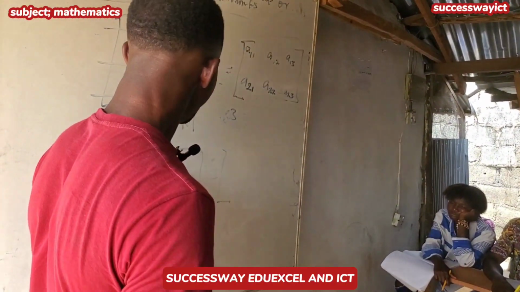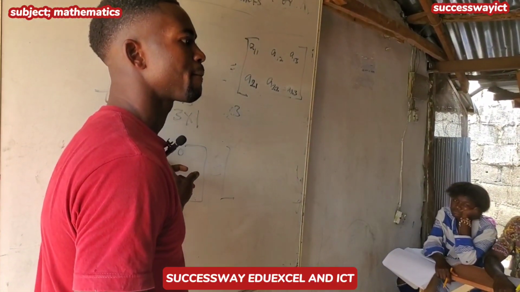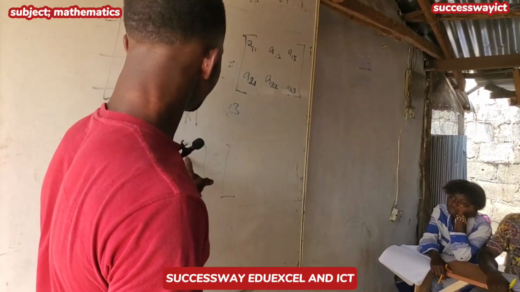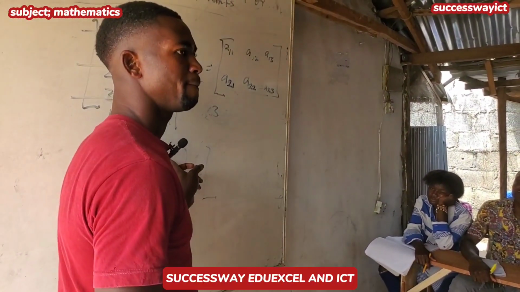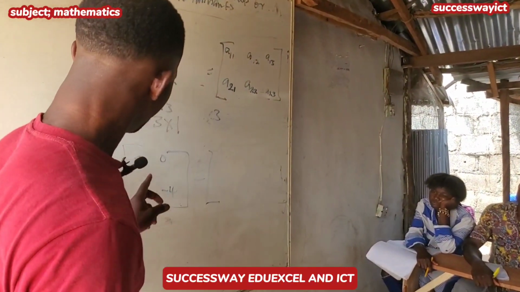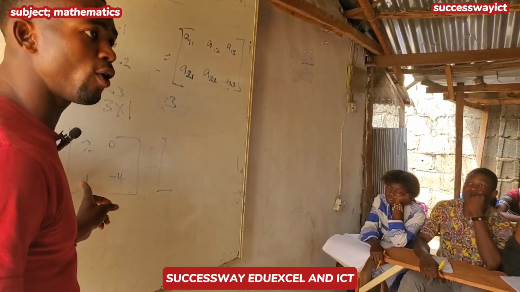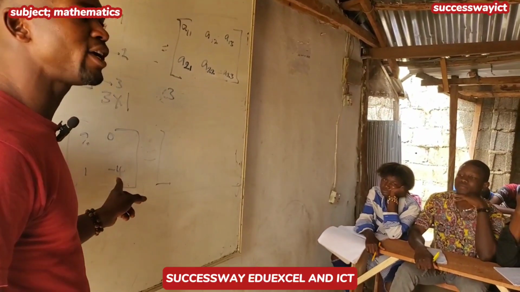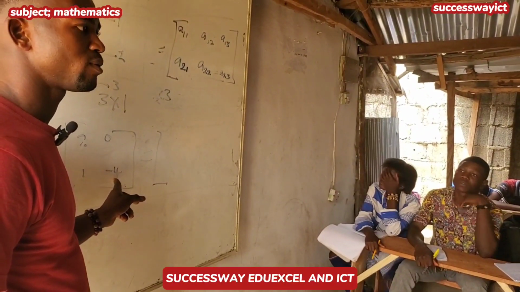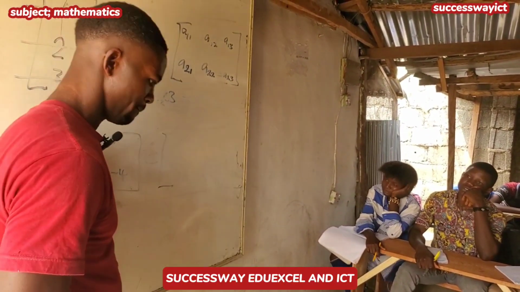What is the position of 2 here? What is that of 0? What about this? Second row. What about this? Are you sure?